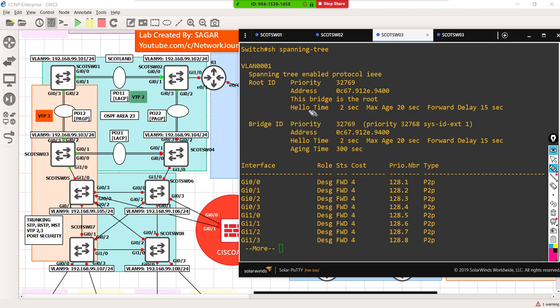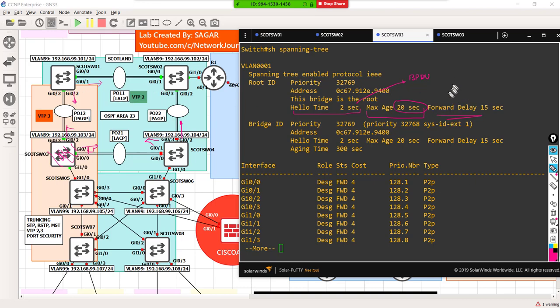As of now, this BPDU is sent every 2 seconds, in all directions. All the switches send the BPDU to make sure devices are up or down, and if there are any changes, recalculation will happen. What is max age? Let's say this is a root bridge and it went down. It will wait for 20 seconds for the switch to respond back. If the switch does not respond, the reconvergence will happen.